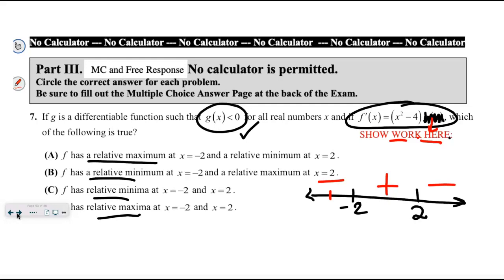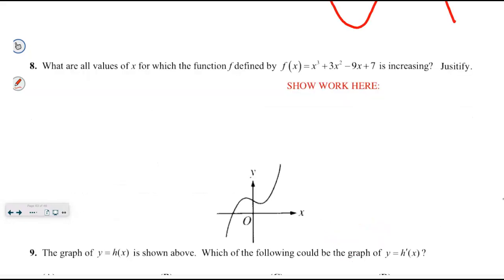Likewise, you can do the sign analysis. So that would have been at B. We have a minimum at negative 2. F prime went from negative to positive, which means F went from decreasing to increasing, and then from increasing to decreasing. The correct answer for 2 points was B.